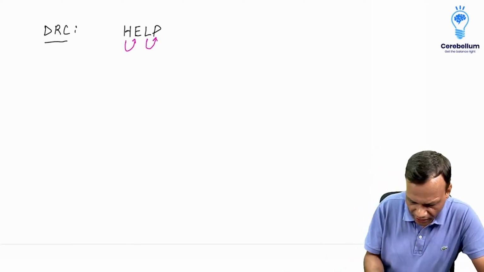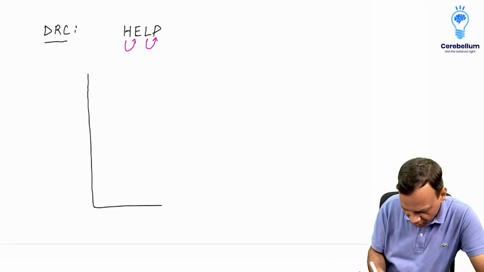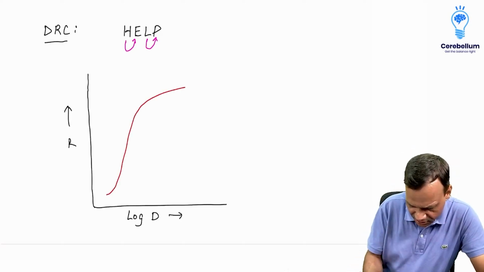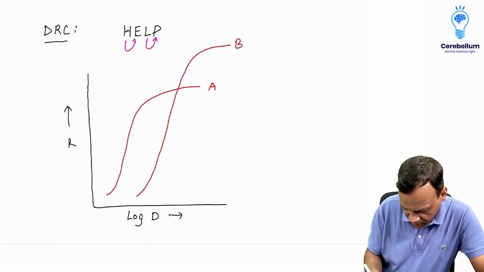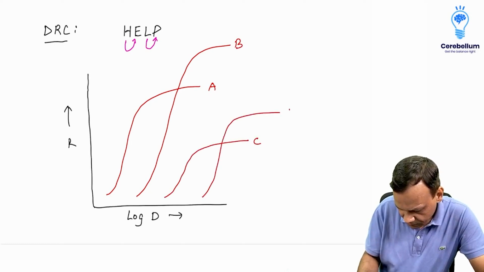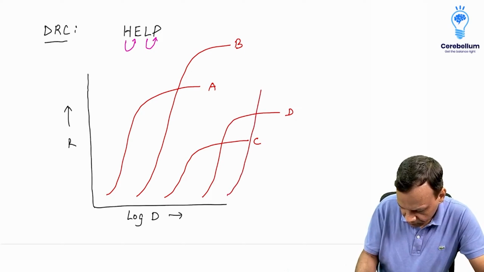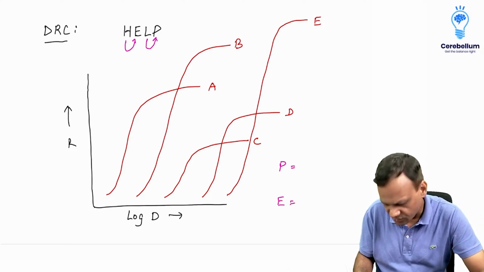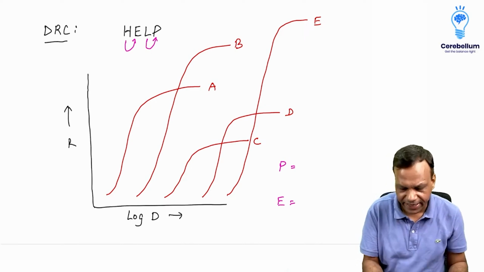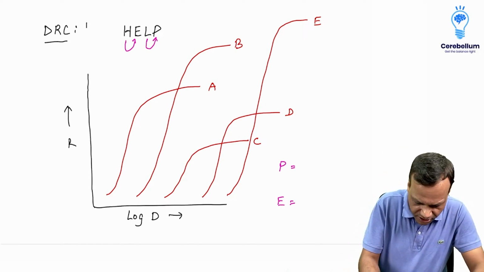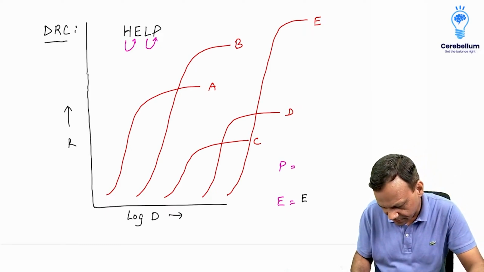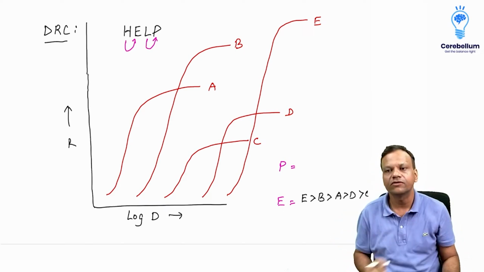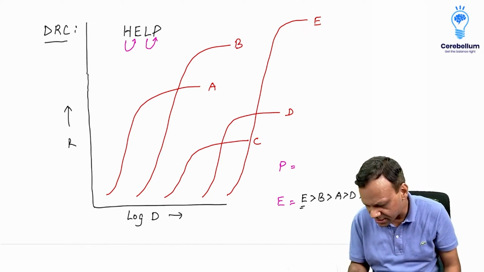So again, making a graph. Now, can you tell me quickly the sequence of potency and efficacy? This is the response, and this is log dose. I am randomly drawing several drugs. This is drug A, this is drug B, this is drug C, this is drug D, this is drug E. Tell me the sequence of potency and the sequence of efficacy. It is very easy. Remember HELP. Height tells about efficacy. If we talk about height, the highest curve is E. So the most efficacious is E. Then below E we have B, then below B we have A, then we have D, and then we have C. So E is most efficacious and C is least efficacious.